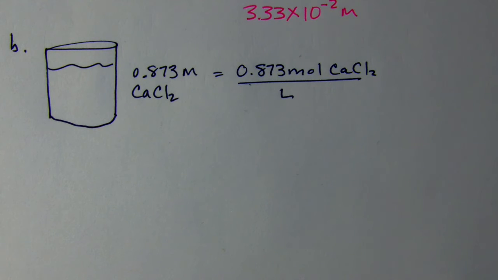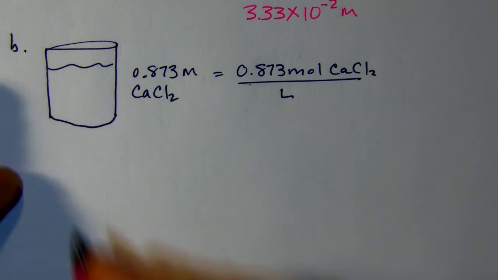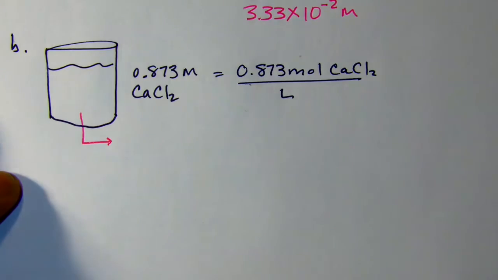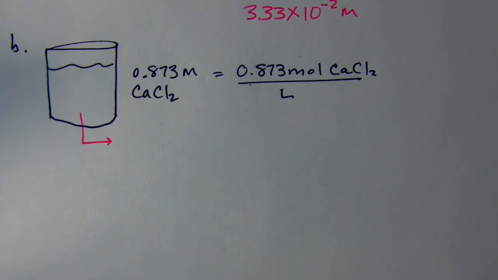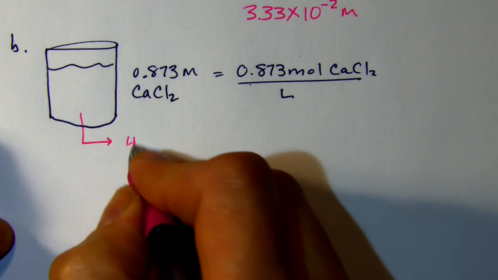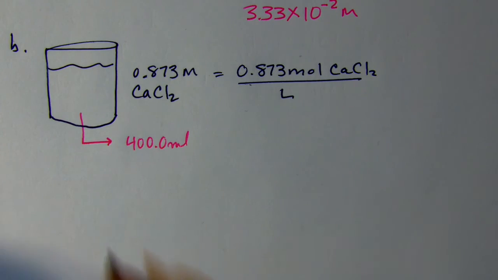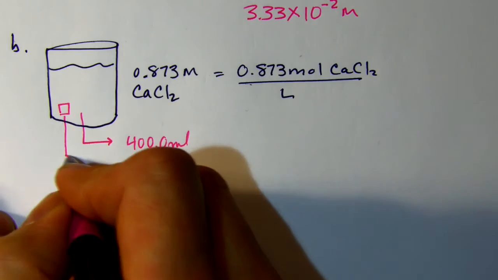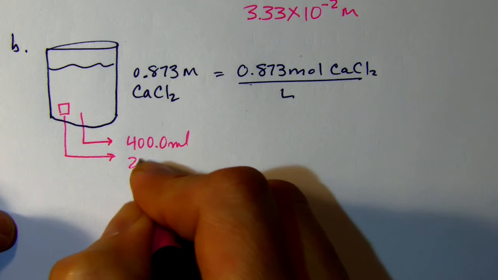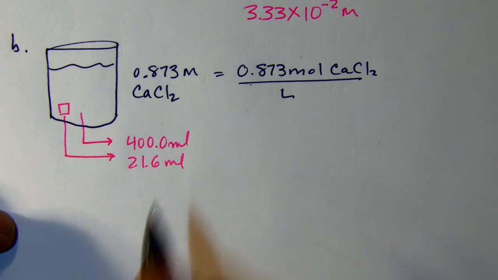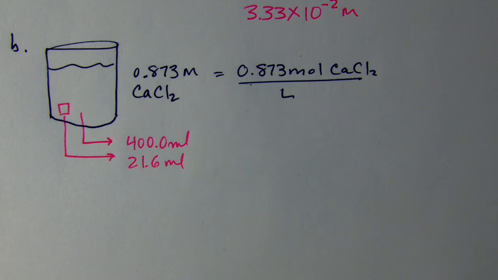Because making a liter of this stuff might be expensive. It might be a lot of chemical that we don't need. Sometimes we don't need a whole liter, okay? So what if we had a 400 ml sample, right? What if we wanted to take out a small bit and we only needed 21.6 mLs? Okay, then what? How much are we actually getting of this calcium chloride?